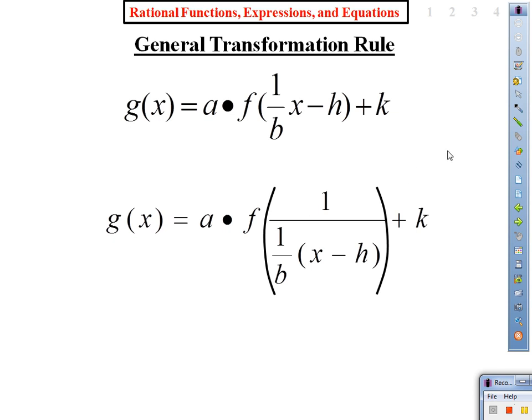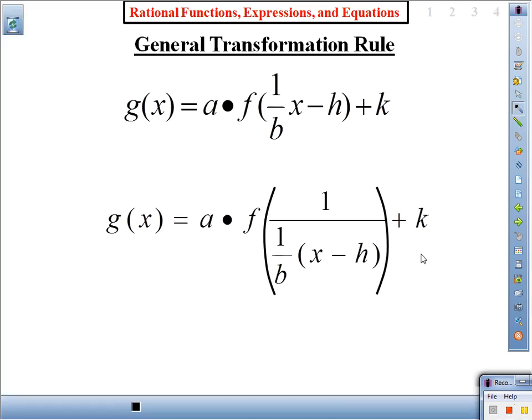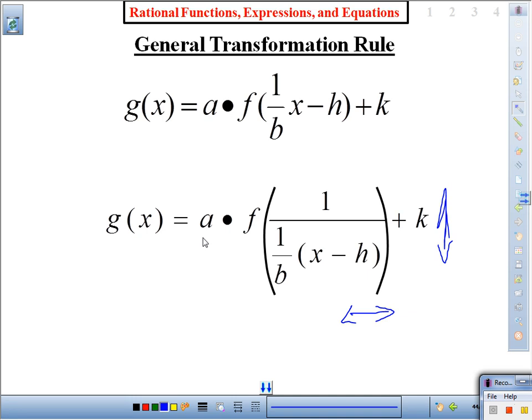All right. Carlo, what does K do? Up or down. H, side to side. A stretches or compresses vertically. And this one stretches or compresses horizontally. All right. It's still the same thing, but the setup looks a little bit different because now we are in rationals. Okay? So, for today's lesson, for rational functions, H and K are going to serve a second purpose.